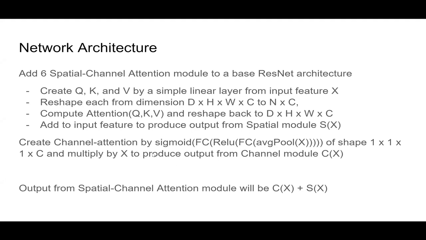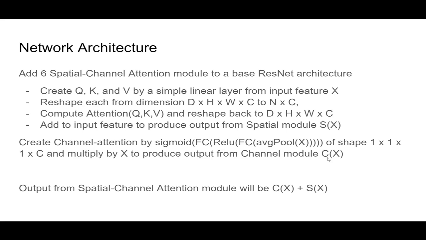We also create a channel attention module. Channel attention starts with a simple global pooling of the input feature X, going from a tensor of D times H times W times C to a tensor of shape 1 by 1 by 1 times C. After that, we have 2 fully connected layers, ReLU and sigmoid, to produce a single vector of shape 1 by 1 by 1 by C. These are the scalars that we use to multiply our input to produce the output from the channel module.